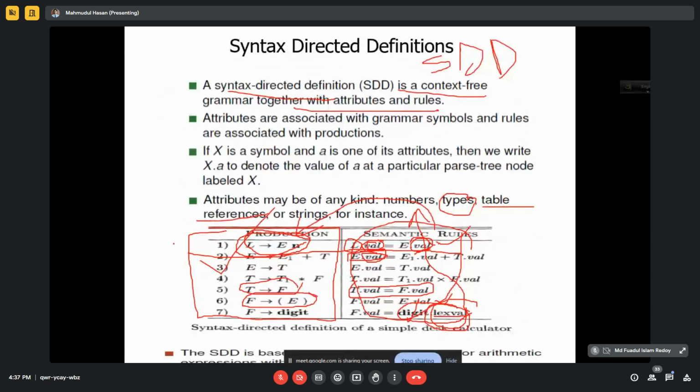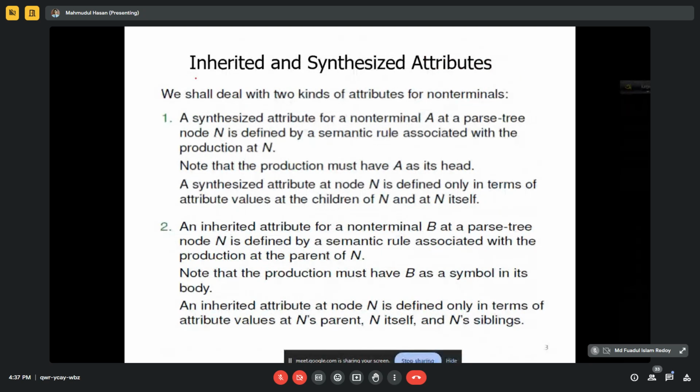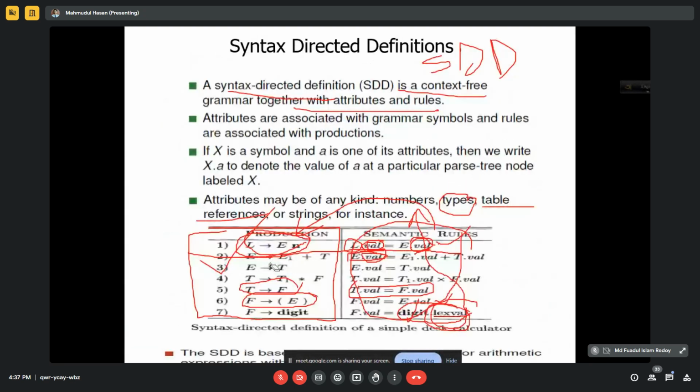Now I am going to discuss inherited and synthesized attributes. This is very important. You must be clear on this concept in this chapter, otherwise you will not be able to answer the questions from this chapter. Okay, the concept of synthesized attribute and inherited attribute.